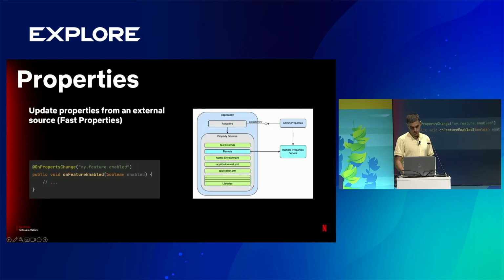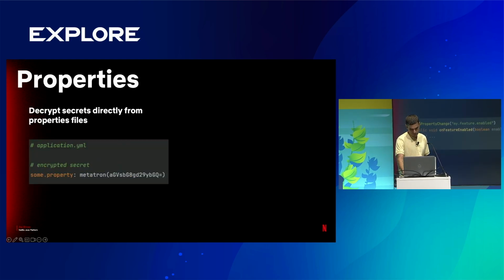All right. One more thing about properties. A very common use case that we have at Netflix is that we need to store secrets in our properties files. For example, when you want to connect to a database, you need to specify the database credentials. You need to set client secrets, passwords, access tokens.